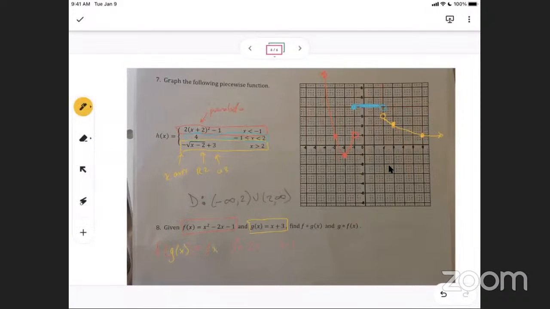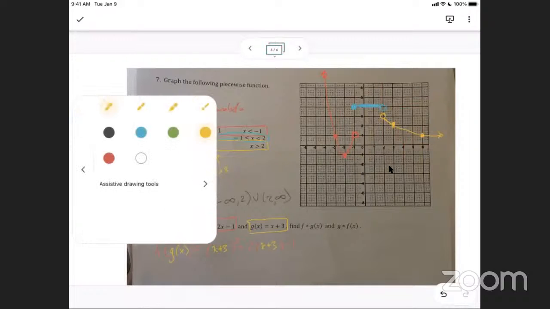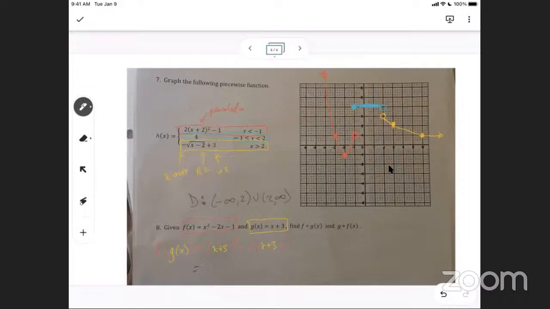And g of x is x plus 3. So everywhere I just write x plus 3. And now when I do the math here, this is going to equal x squared plus 6x plus 9 minus 2x minus 6 minus 1. You see how I did all that?